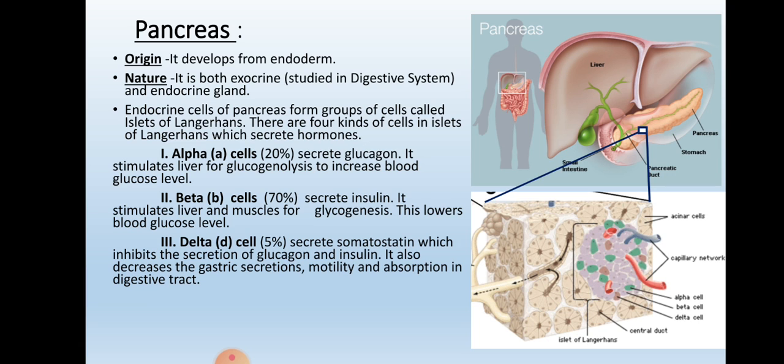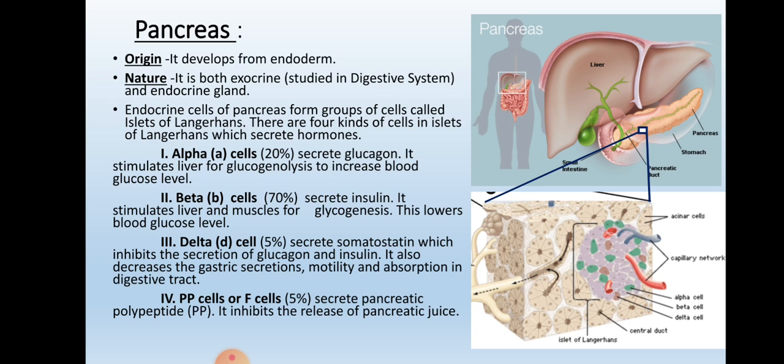Delta cells secrete somatostatin, which inhibits secretion of glucagon and insulin, and it decreases gastric secretion, motility, and absorption in the digestive tract. Alpha cells increase blood glucose level. They are hyperglycemic. Beta cells decrease blood glucose level, so those are hypoglycemic. And delta cells keep a check on the secretion of alpha and beta cells. Delta cells secrete somatostatin. And there are also PP cells or F cells, which secrete pancreatic polypeptide. It inhibits the release of pancreatic juice.